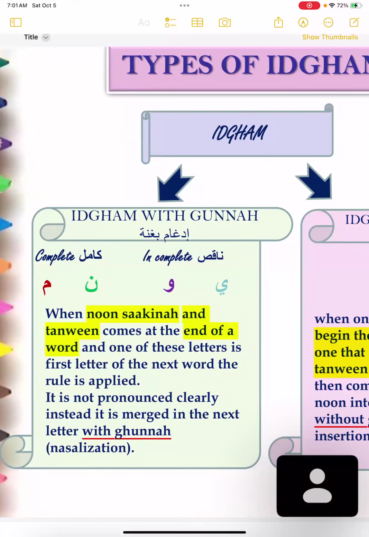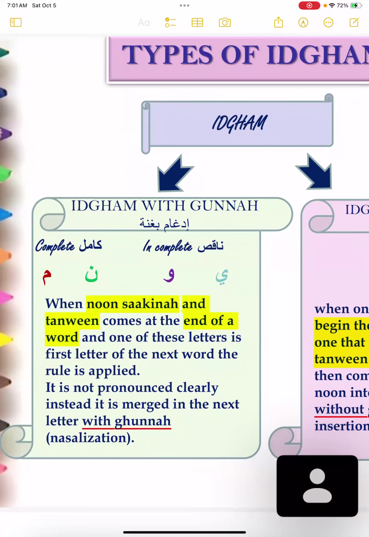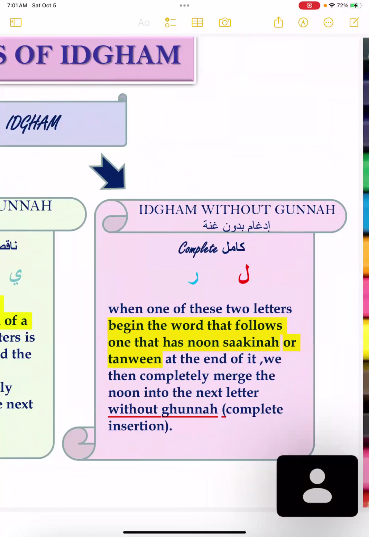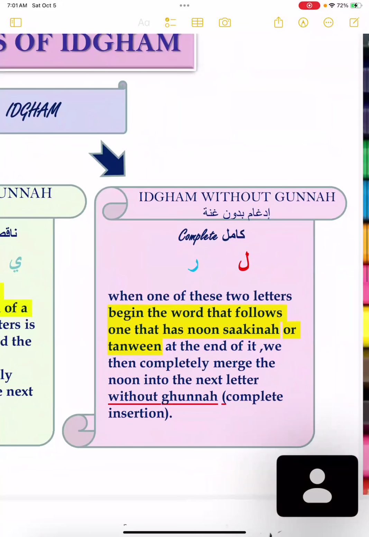When Noon Sakin and Tanween comes at the end of a word and one of these letters is the first letter of the next word, the rule is applied. It is not pronounced clearly, instead it is merged into the next letter with Ghunna. Idgham without Ghunna are the letters Lam and Ra.